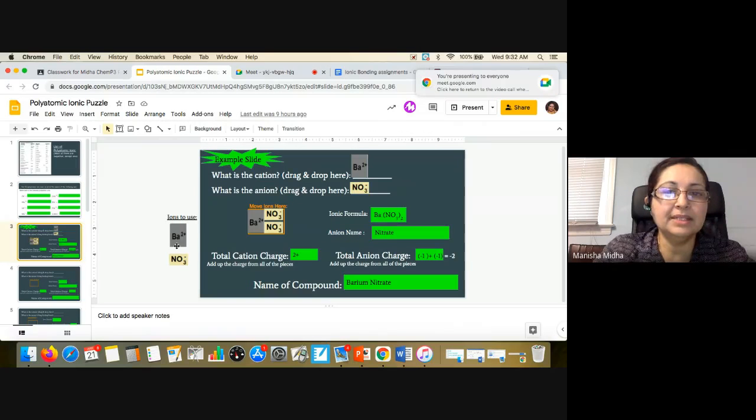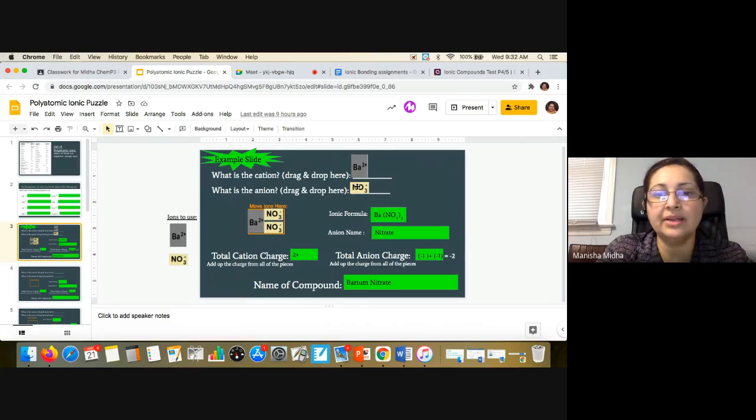So the next one is an example slide. You have done this before, okay? What you are going to do, what is the cation? You just, the positive ones, you drag it over here. That's your cation. The anion is a group. It's a polyatomic ion. It's a card. I just drag it over here.